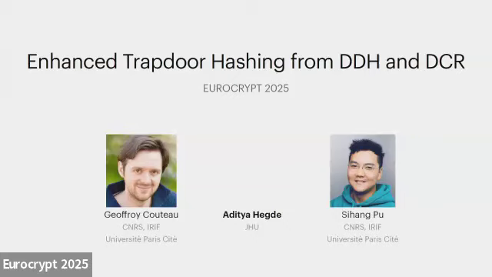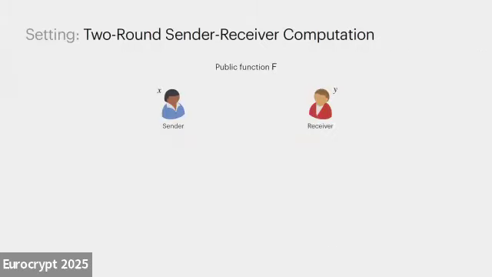Thanks for the introduction. Hello, everyone. I'll be presenting enhanced trapdoor hashing from DDH and DCR. This is joint work with Geoffroy and Sehan. In this work, we focus on the following setting. We have a sender, Alice, with an input X, and a receiver, Bob, with an input Y. And we want to compute a function on their joint inputs using only two messages.